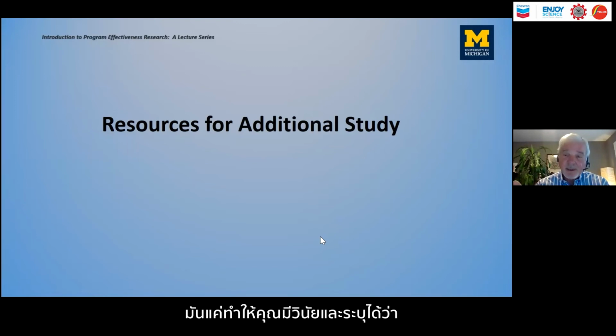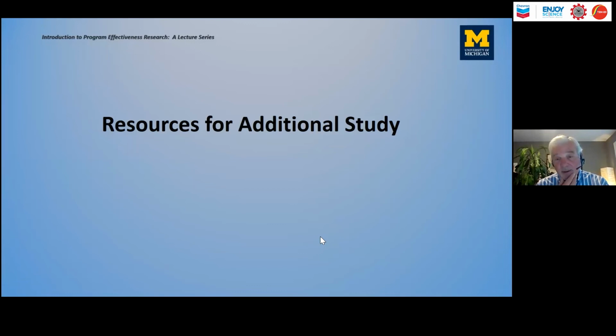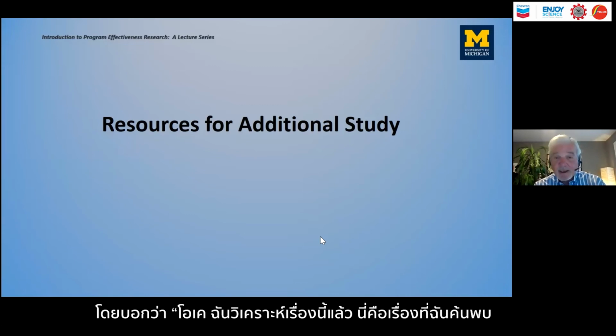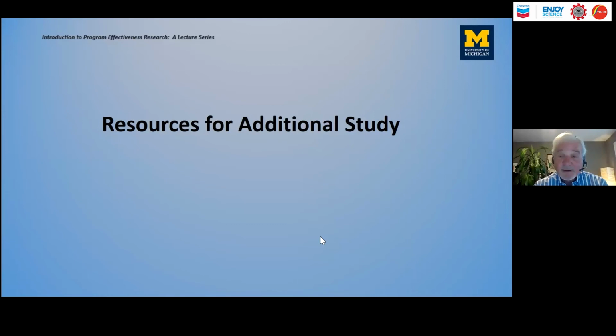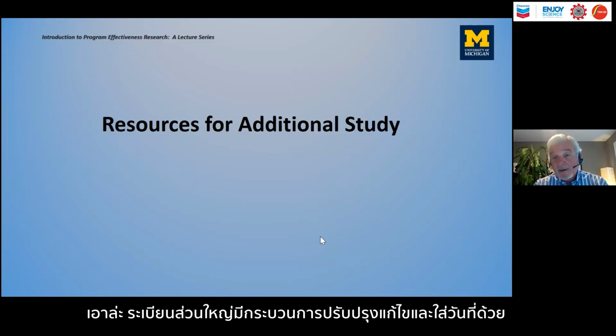It simply makes you disciplined and specify, okay, here's what I'm going to do if I encounter this. It's also possible to file amendments to your pre-registration plan such that you say, okay, I did this analysis, here's what I found, and now this is how I'm proceeding. Most registries have an amendment process and dates are put in.